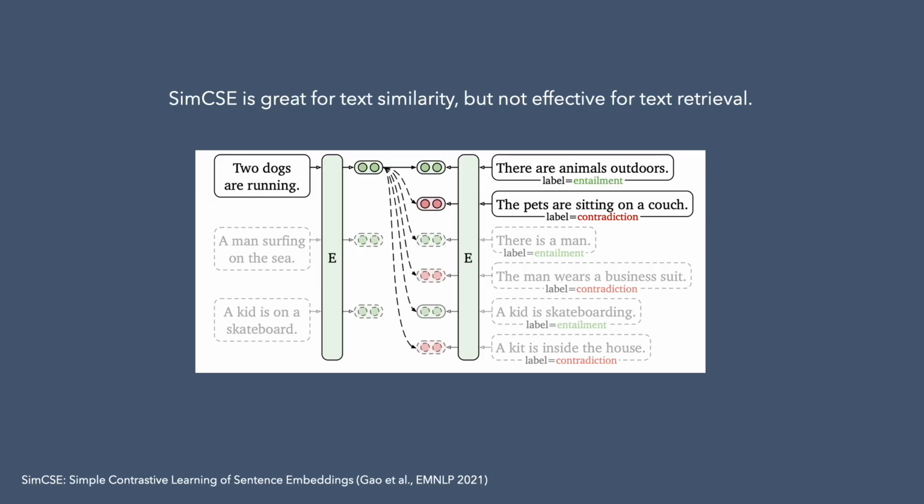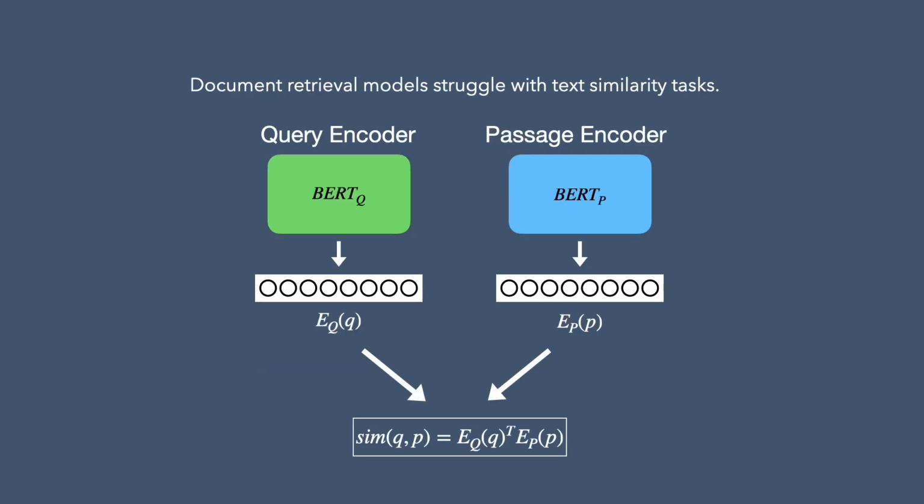Text embeddings are essential for many natural language processing tasks, such as document retrieval, textual similarity, or question answering. However, previous text embeddings often focus on a single task, limiting their ability to generalize. For example, SimCSE is great for text similarity tasks, but it's not very effective for text retrieval. On the other hand, models trained for document retrieval struggle with text similarity tasks.